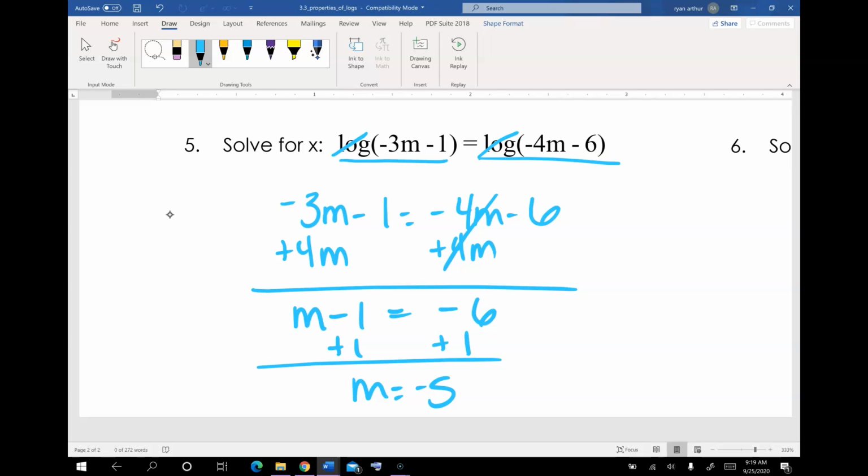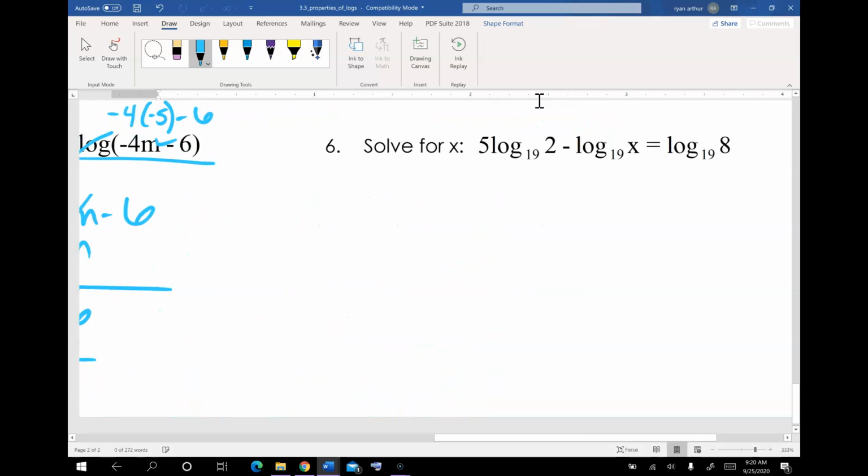Now I definitely would check these negative numbers. So when I plug negative 5 into this log, I've got negative 3 times negative 5 minus 1. Negative 3 times negative 5, I do believe it's going to give us a positive. All right, so that one's good. And this one's good, because if you plug it in, it's got to equal the same thing, right? Let's see. Negative 4 times negative 5 minus 6. Yep, and that one's good too, okay? So negative 5 is an answer. So your variable can be negative, but the inside of the log cannot be negative, okay?